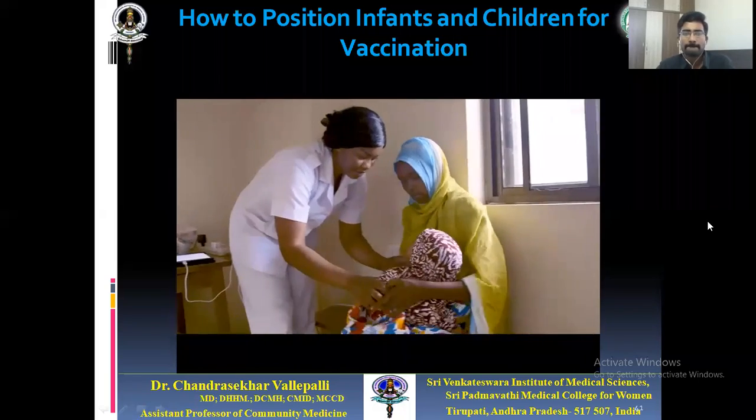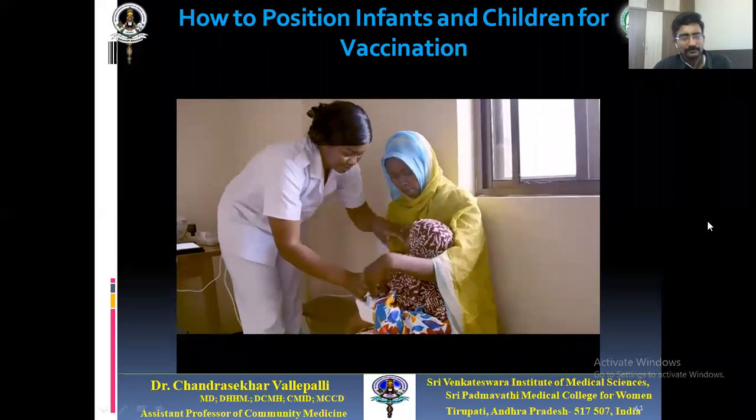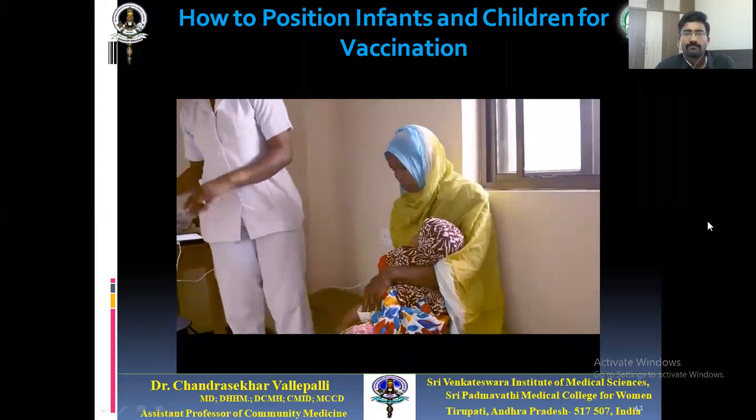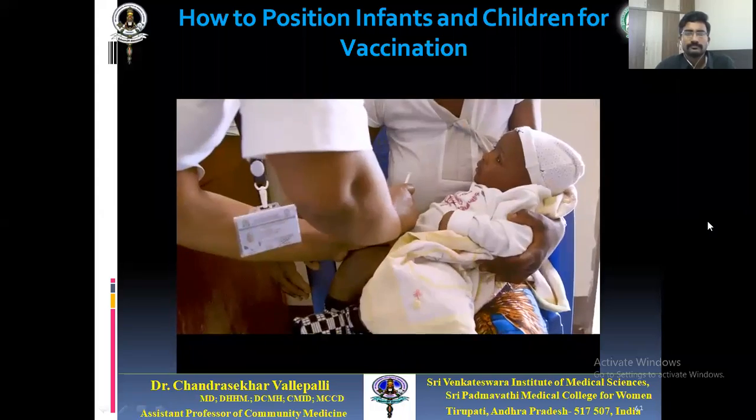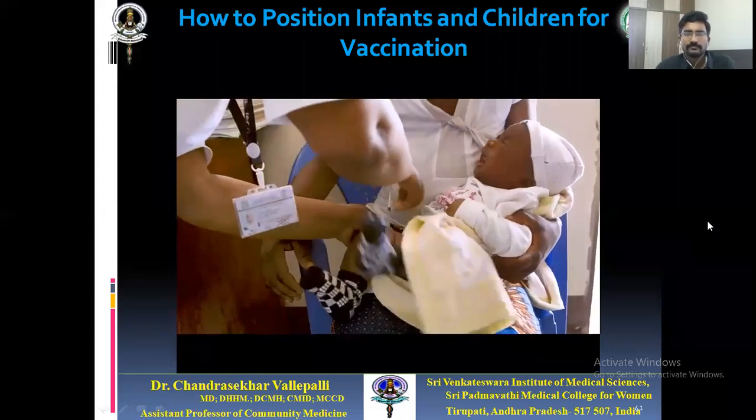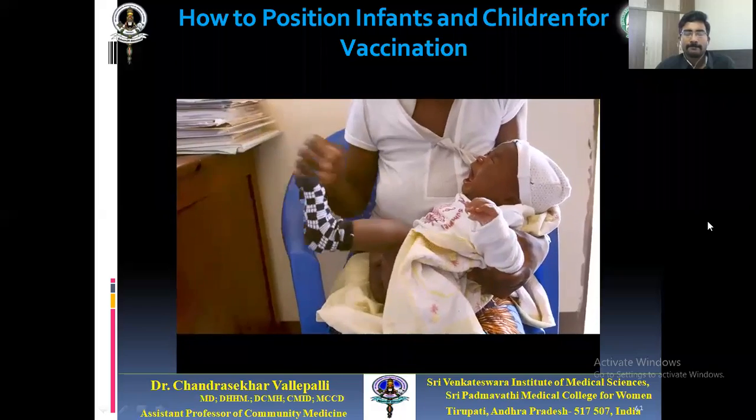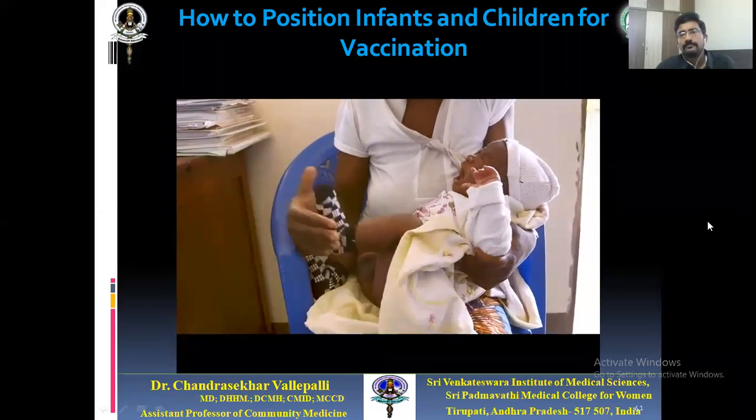When vaccinating infants and children, it is important to keep the child still and make sure that both you and the caregiver are comfortable. Positioning the child correctly allows you to vaccinate efficiently. It also helps minimize unexpected motion and needle stick injuries.